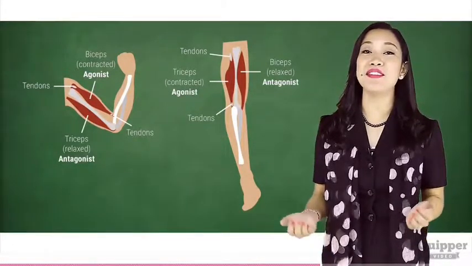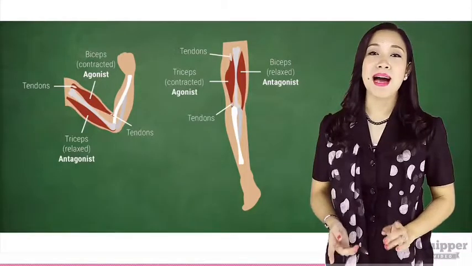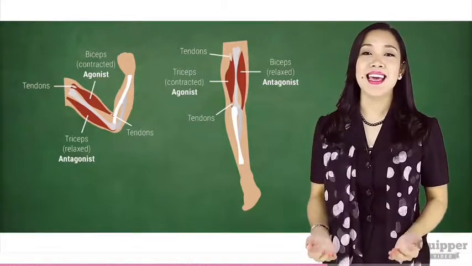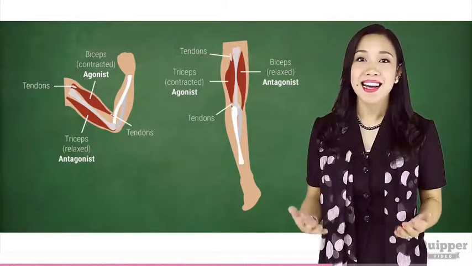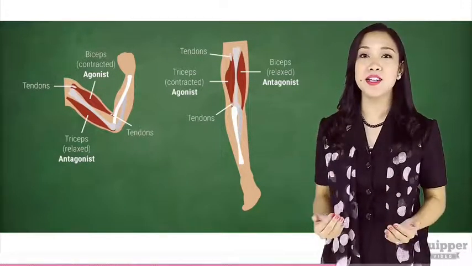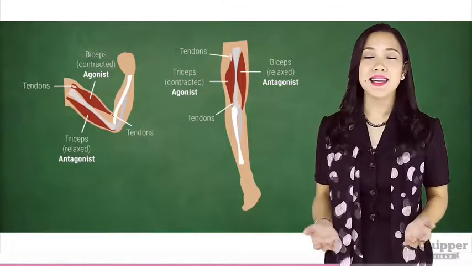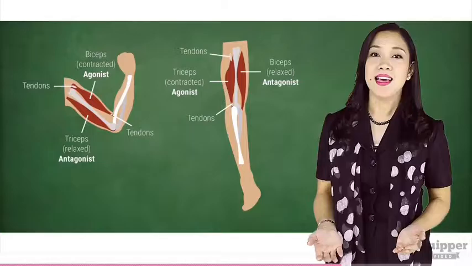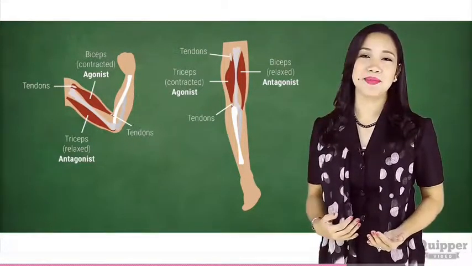Let's consider the bending of the elbow to differentiate them. Look at the figure. When your biceps brachii contracts, it causes your arm to move towards the body. It acts as agonist since it produces a particular movement. While that movement happens, its antagonist, the triceps brachii, causes the arm to move away from the body or relax.